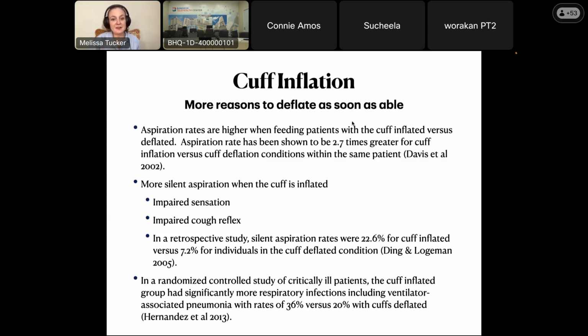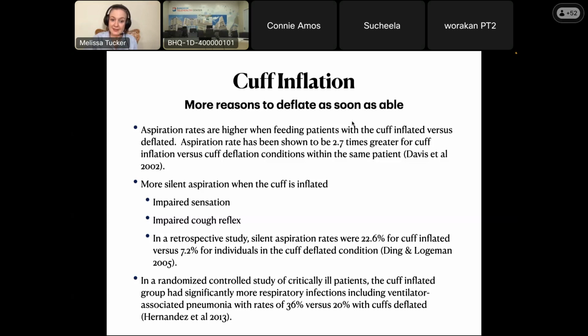Again, Dr. Logemann did a retrospective study that I believe was 600 and something patients. They found that the aspiration rate was 22.6% in their cuff inflated group, versus 7.2% for individuals with a deflated cuff. Actually, I think that's supposed to say aspiration rate instead of silent aspiration, I apologize.